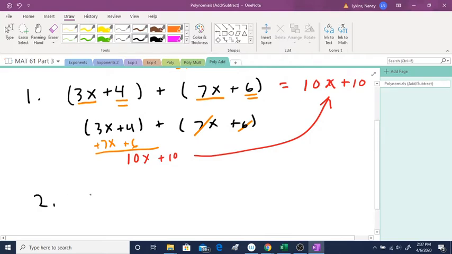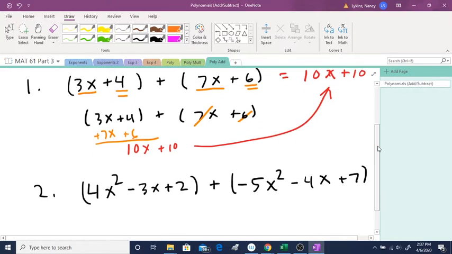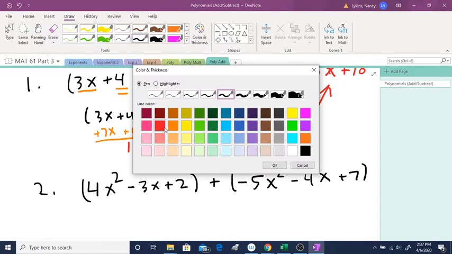Let's try another one. Let's do 4x squared minus 3x plus 2, and we're going to add it to, say, negative 5x squared minus 4x plus 7. So it doesn't matter which method you use. I always like using the underline method.